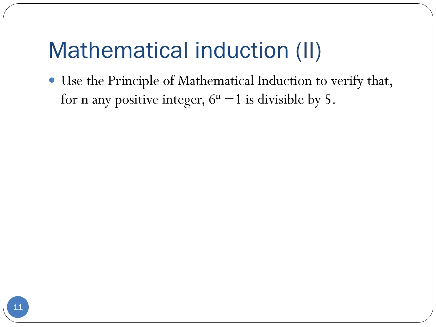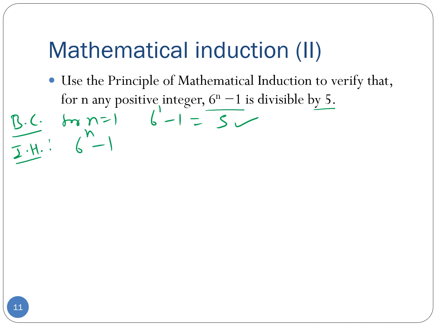Alright, let's now prove that 6 to the power n minus 1 is divisible by 5 using mathematical induction. So once again, start with the base case. For n equal to 1, 6 to the power 1 minus 1 is 5, and obviously 5 is divisible by 5, so the base case is true. Let's assume as inductive hypothesis that for some n, 6 to the power n minus 1 is divisible by 5.